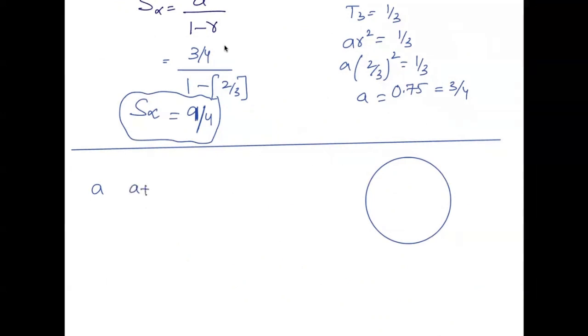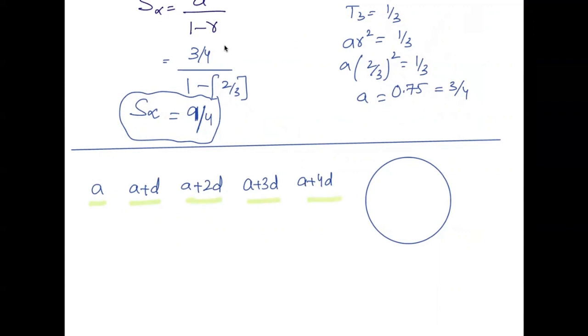A plus 1D. Then the next sector A plus 2D. Then A plus 3D. Then A plus 4D. Would you agree with this? This is for the first sector, second, third, fourth, and fifth. Right? There are 5 sectors.